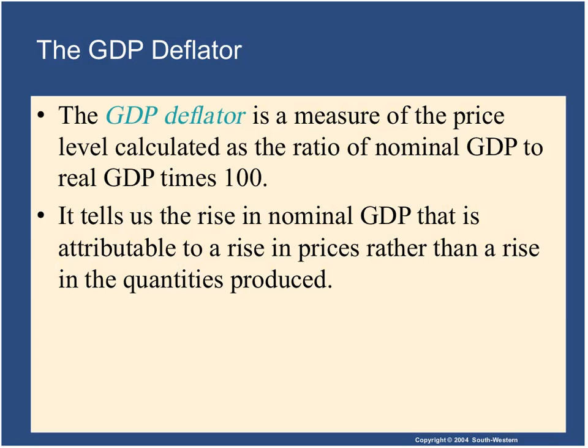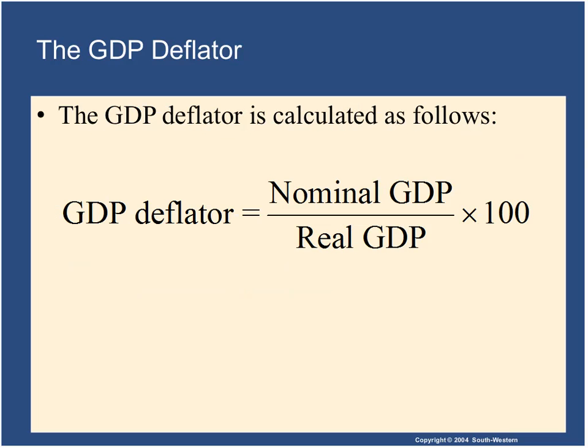Let's see how we do it. It tells us the rise in nominal GDP that is attributable to a rise in price. The reason nominal GDP is higher than real GDP is because the price is increasing as well, not necessarily because the quantity is. Sometimes yes, quantity is increasing, but not necessarily. So when you look at here, this is how we calculate the GDP deflator. GDP deflator is nominal GDP, for example 1,200 in 2003, over real GDP, 600, multiplied by 100.